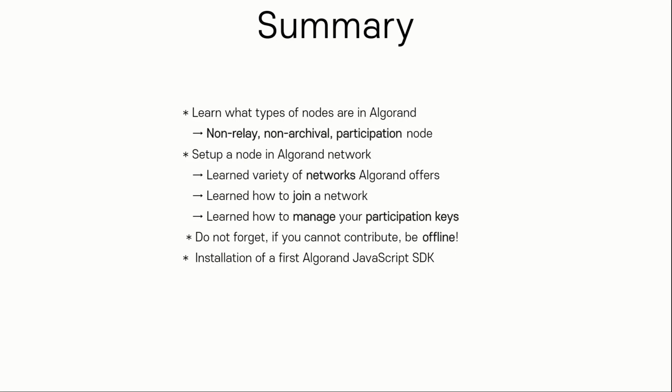So to conclude, we have learned what types of nodes are in the Algorand network, where we have installed a non-relay, non-archival participation node on a Raspberry Pi. Next, we also learned what types of networks are available in the Algorand network, where we have used the testnet network to connect our Raspberry Pi to it. We learned how to join such a network, and most importantly, we learned how to manage our participation keys. So please do not forget, if you're not going to contribute to the consensus algorithm, mark your node as offline.